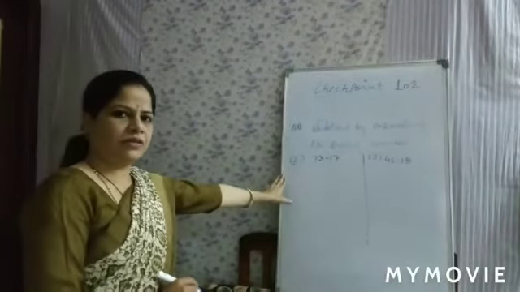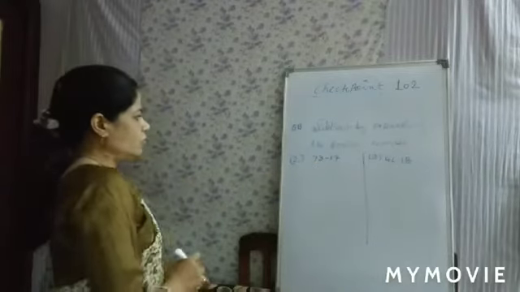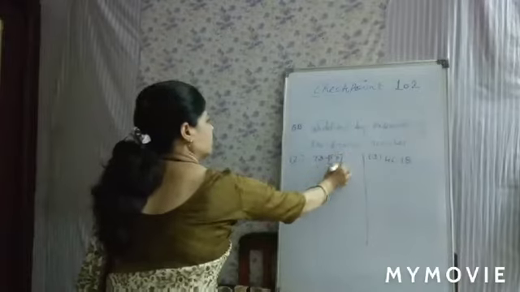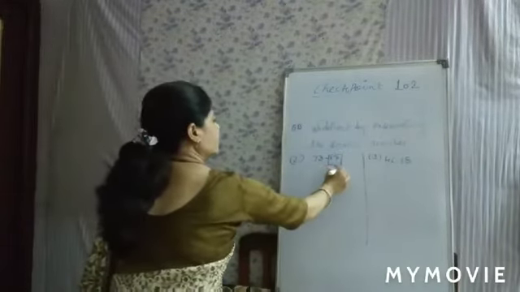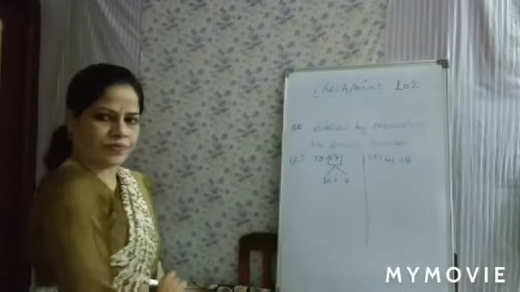Now I am taking the second one. You have to subtract 17 from 73. In both the numbers, 17 is the smaller, so you have to expand 17. You can write 17 as 10 plus 7.